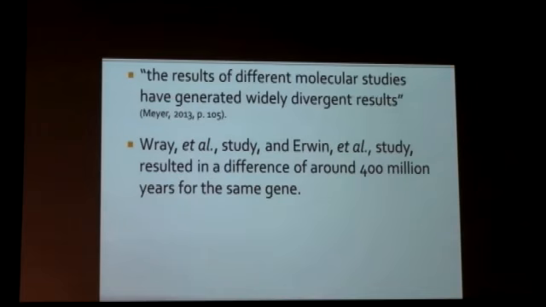I'll skip all this. These are some of the problems with it. Basically, molecular studies generated widely divergent results. And in one study, for example, they found a difference of around 400 million years for the same gene between the two. And looking at the phylogenetic analysis, there's no way there could be that much.